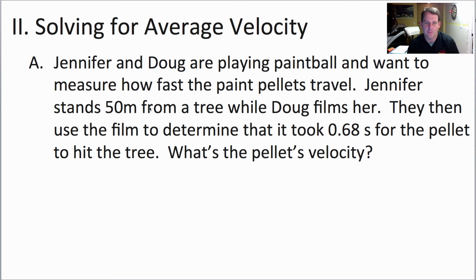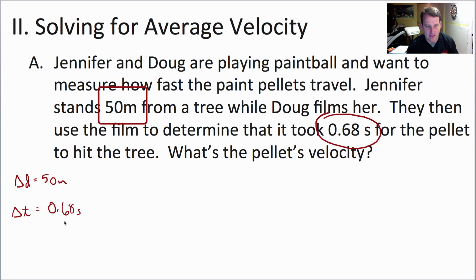So let's get started. First thing I'm going to do is I'm going to write down the things I know and don't know in the problem. One of the first things I notice is this 50 meters. And of course, that 50 meters is a distance. So I know the change in distance of the pellet is 50 meters. I know this number as well, 0.68 seconds, and that's the time it took, so I know the change in time is 0.68 seconds.